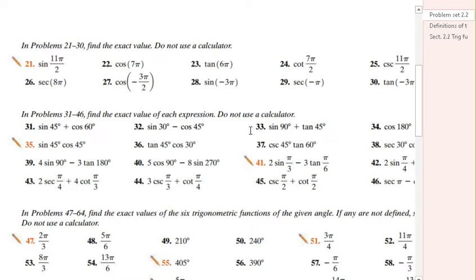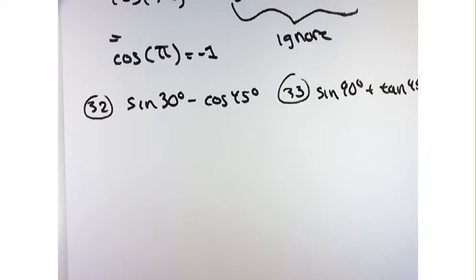And let me write down another one. Let's do sine of 90 degrees plus tangent of 45 degrees. So the next one over, problem number 33. So we're getting 2 for the price of 1 right now. Sine of 90 plus tangent of 45. Okay, let's look at our unit circle for some of these things.